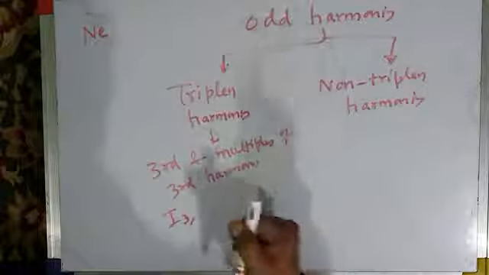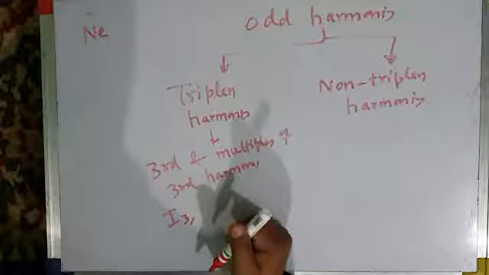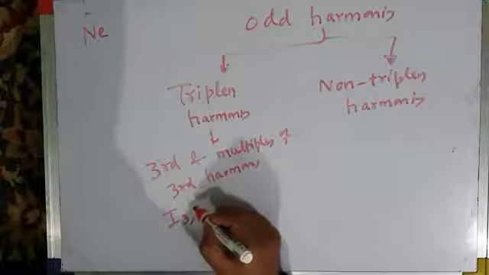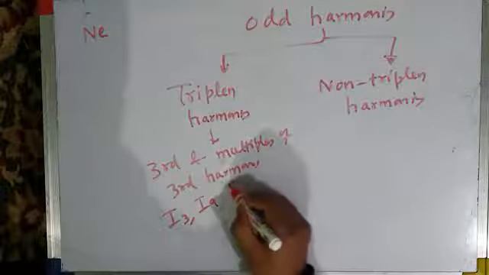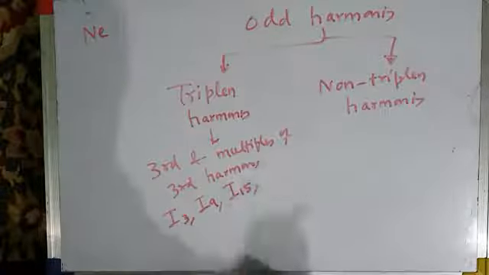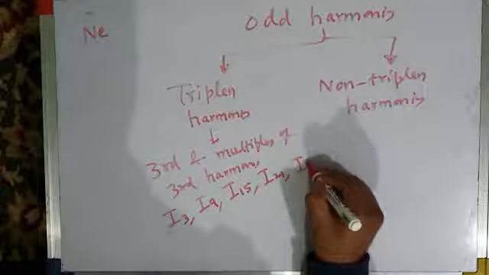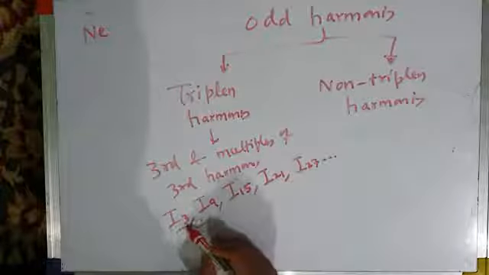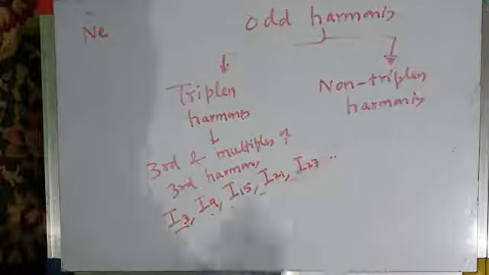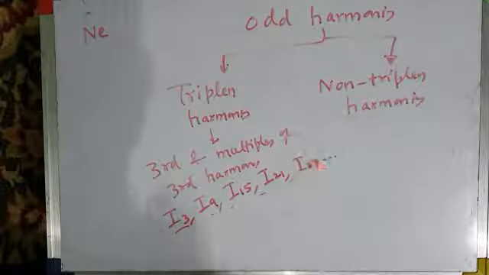We have just a few moments back discussed that due to waveform symmetry, even harmonics do not exist. Then 3 threes are 9, the 9th harmonic. Then the 15th harmonic, 3 fives are 15. Then the 21st harmonic, then the 27th harmonic, and so on. These are all triplen harmonics. This is the third harmonic. These are multiples of the third harmonic: 9, 15, 21, 27, and so on.